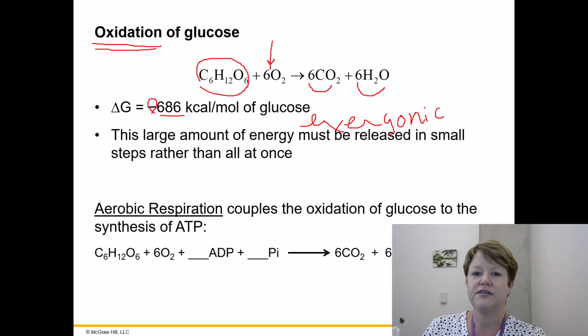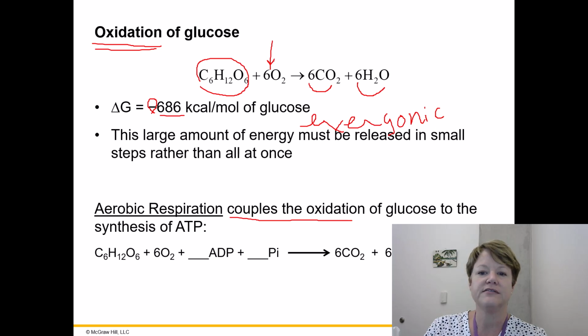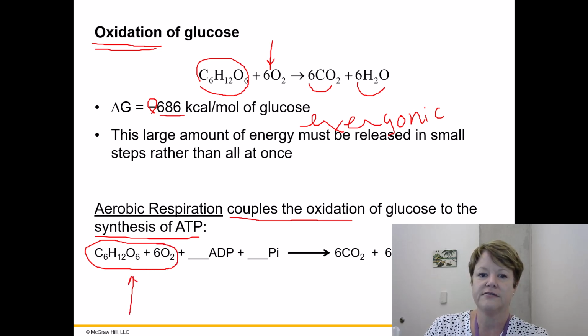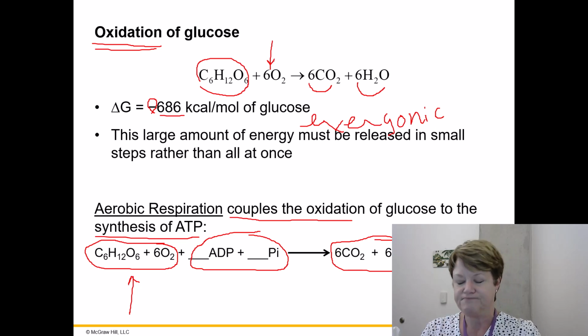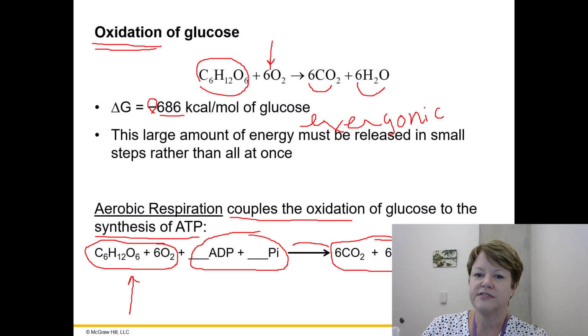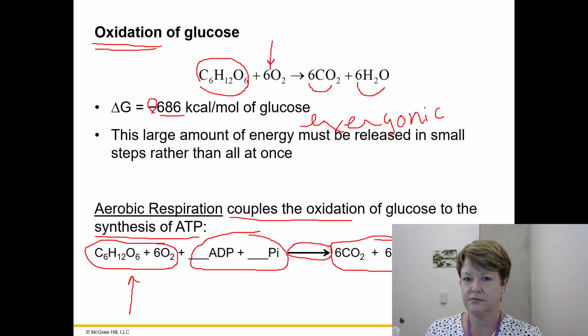So aerobic respiration then couples the exergonic release of energy from the oxidation of glucose to the endergonic process, which is the synthesis of ATP. So down here, what I have is really the full equation for aerobic respiration. You have the part that is the oxidation of glucose. These are the reactants, and these are the products of the oxidation of glucose. And then also you have the reactants and the products for the synthesis of ATP. So that's the coupling. The arrow here, which represents the making and breaking of bonds, is actually, I'm going to give you a number, 25 steps.